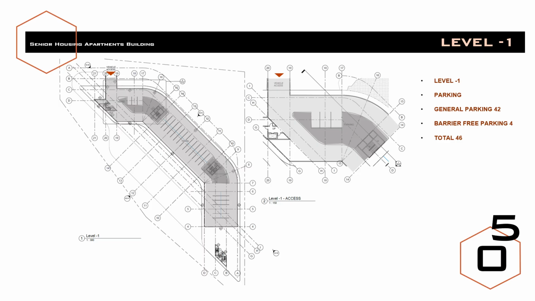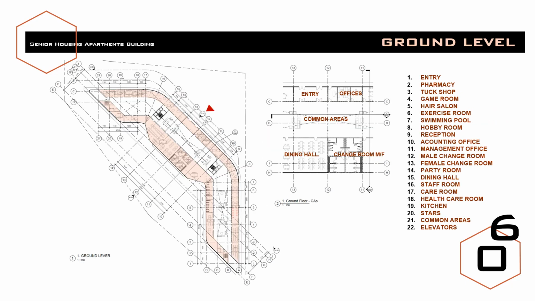In this slide, we can see the -1 level. It is designed for efficient parking space, including 42 general parking spaces and 4 free spaces for residents or visitors with mobility challenges. This on the ground level optimizes the use of space without interfering with the ground level recreation areas. You can see the access here and the total area.